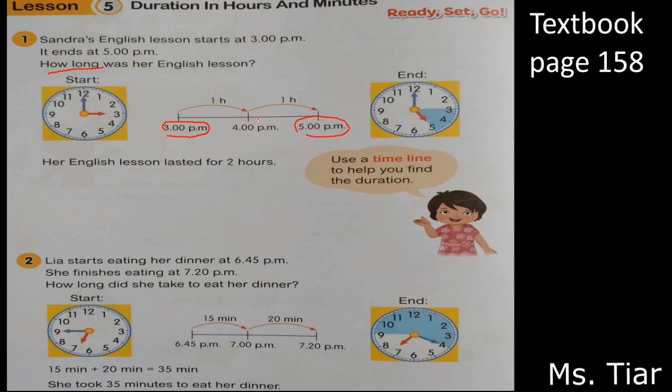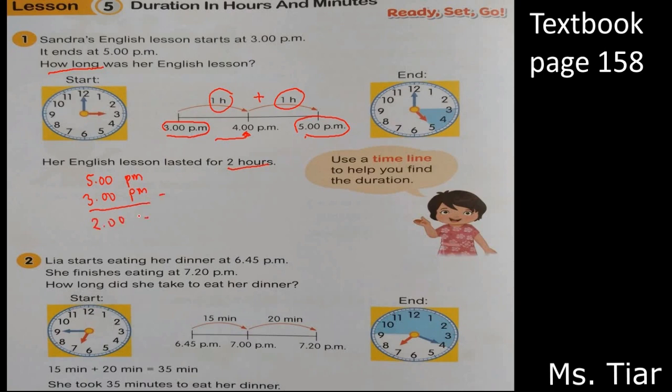So 3 goes to 5 is not direct, so it must go to 4 o'clock first. So 1 hour here, and then it goes 1 hour to 5. You get 1 plus 1, you will get 2 hours. That's why her English lesson lasted for 2 hours. Or the other way, you can subtract it directly. 5 p.m. subtracted by 3 p.m. Then you will get 002 over here.